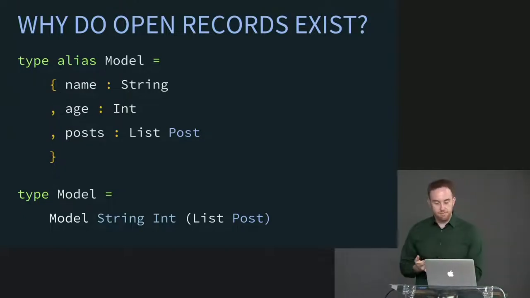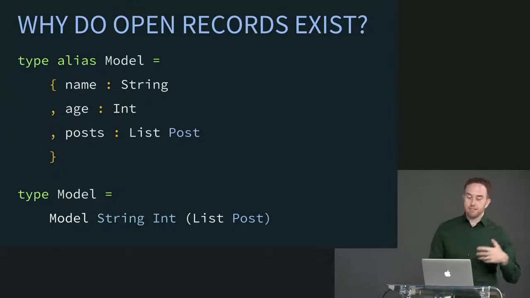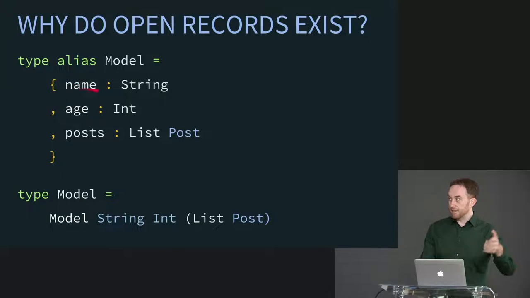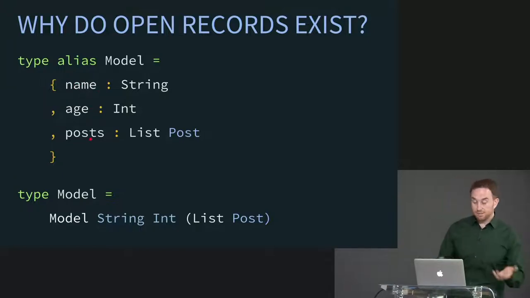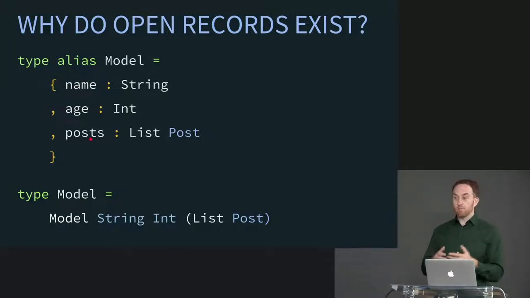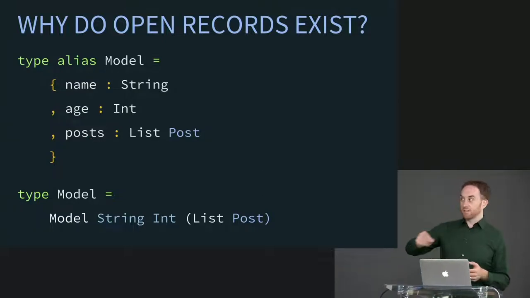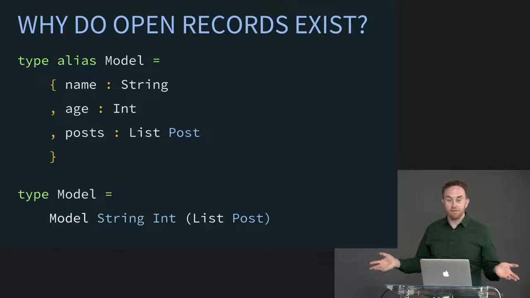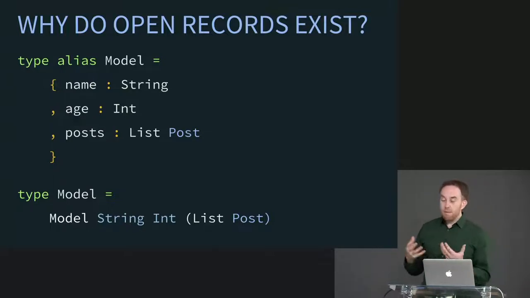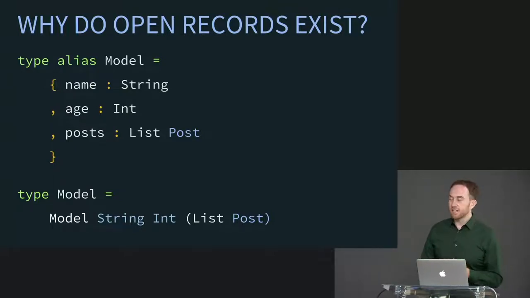Now, granted, it's nice to be able to tag these with names, to say this is the name, this is the age, these are the posts, especially because what if several of them were strings? I don't want to have Model String String String Int. That's going to be very confusing, very error-prone. So records make things less error-prone. There's clearly a use case, but strictly speaking, they don't need to exist.